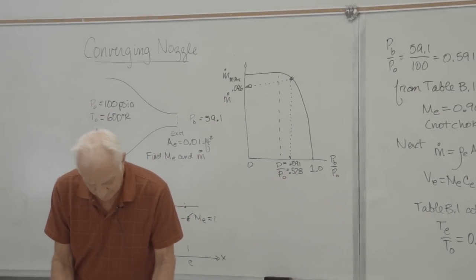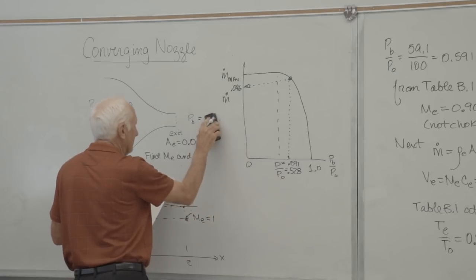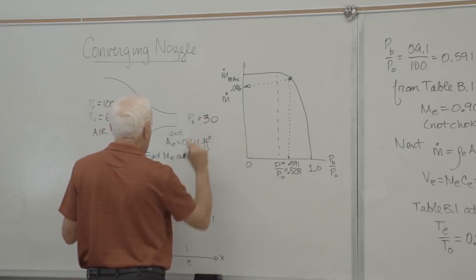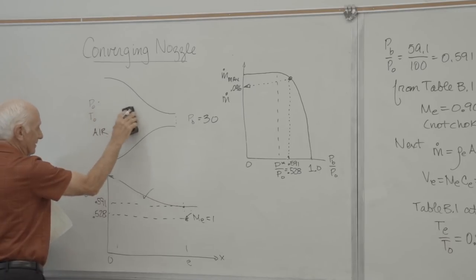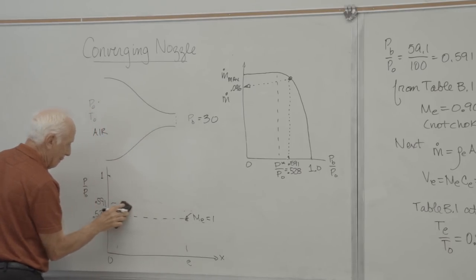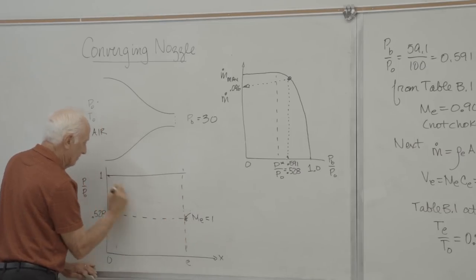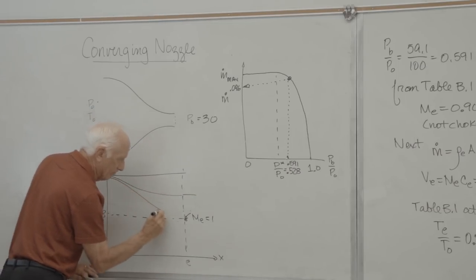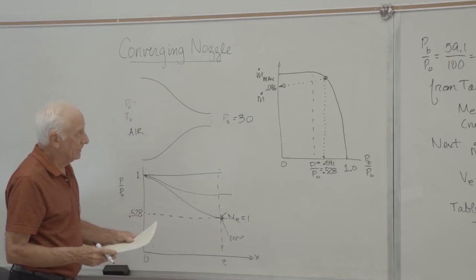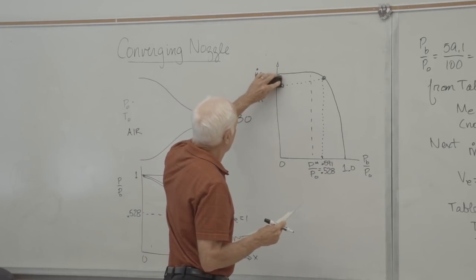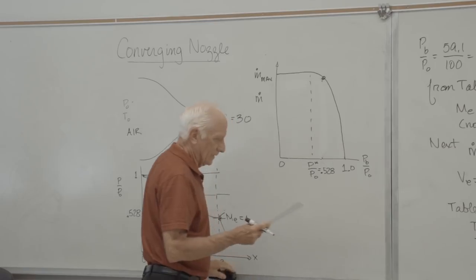Now, we're going to do another one. For this example, my back pressure is going to be 30. We're going to redo this one. Okay, let's clean it up. All right, now back to here.